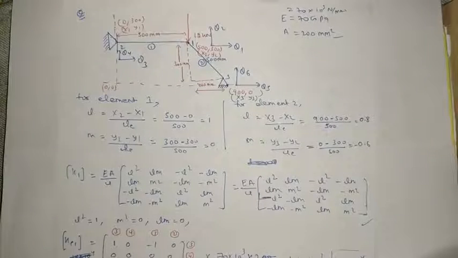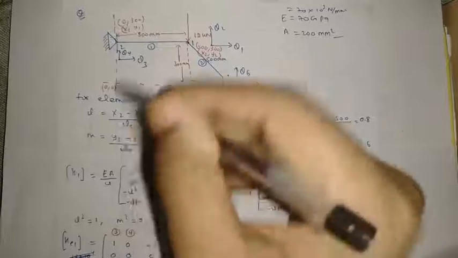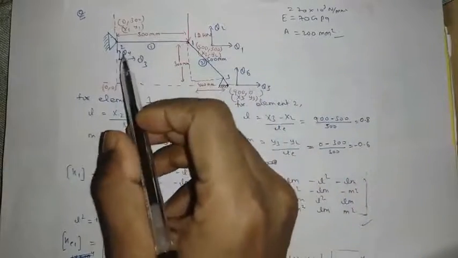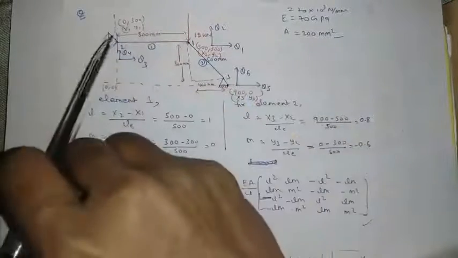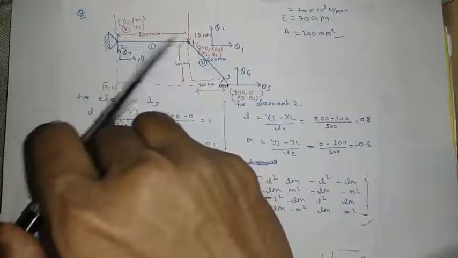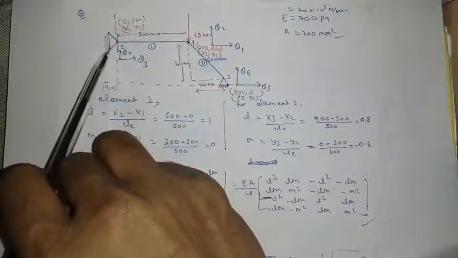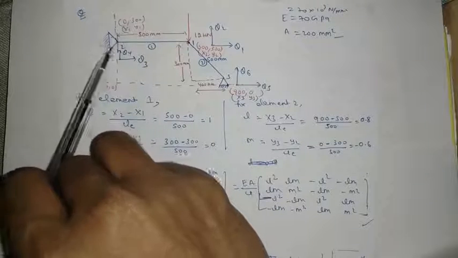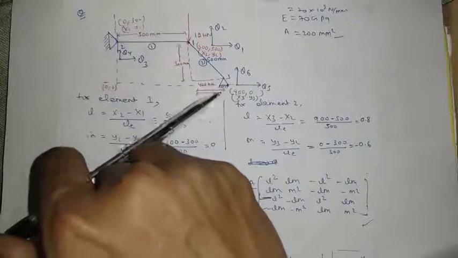Hello guys, today we are going to find the nodal displacement and the reaction forces. These are the two bar truss element. As you can see, this is the truss and this is another truss. These are two bar truss element. Again here, at node 1 it is fixed, and node 3 is also fixed.